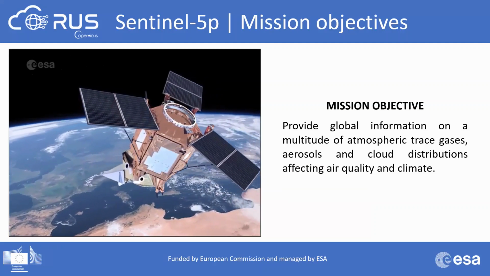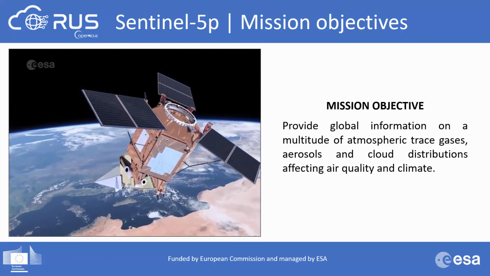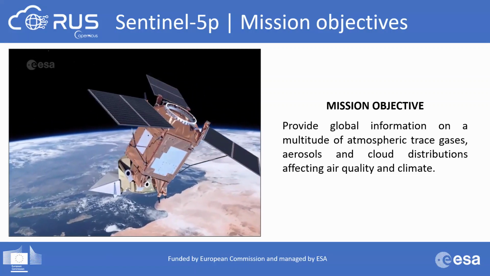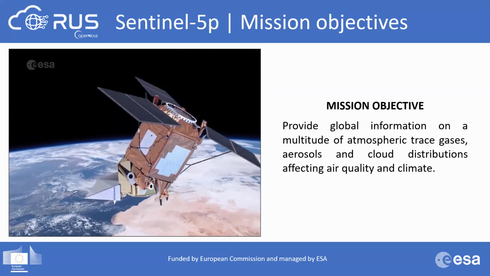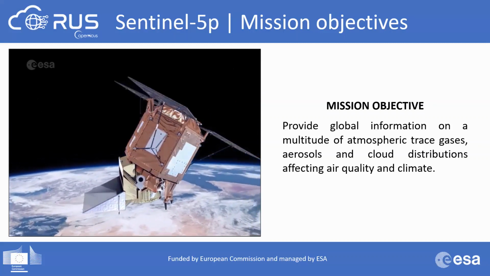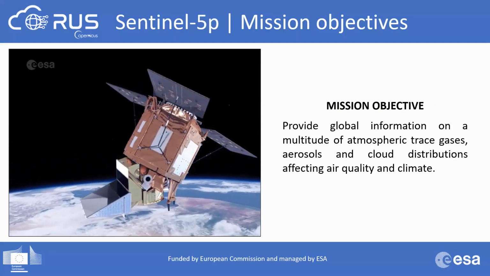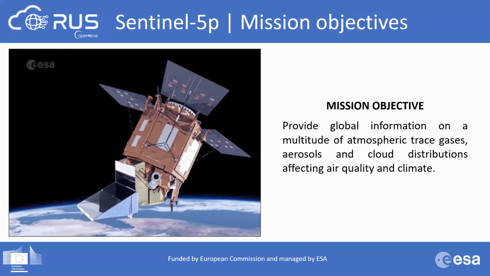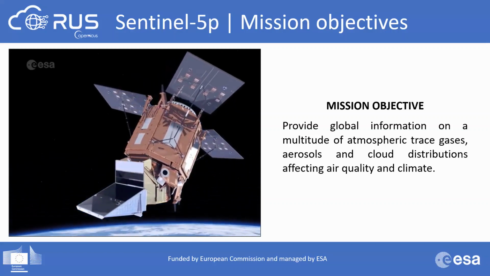Sentinel-5 Precursor, or Sentinel-5P, is the first Copernicus mission dedicated to monitor our atmosphere. The satellite maps a multitude of air pollutants around the globe. It was launched in 2017. Sentinel-5P reached its routine operations phase in early 2019.